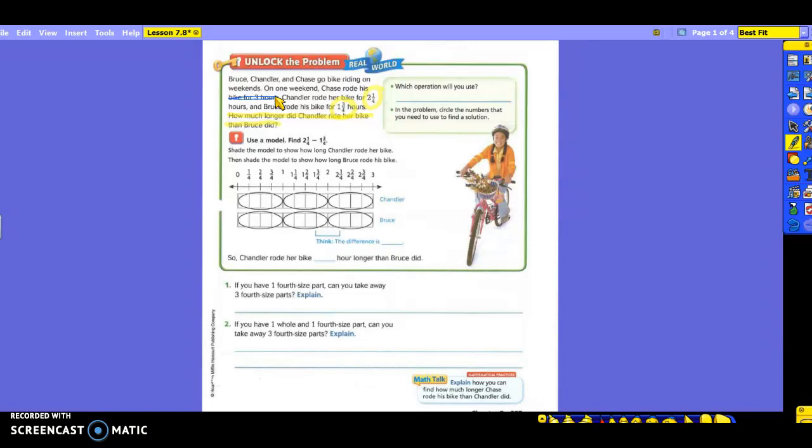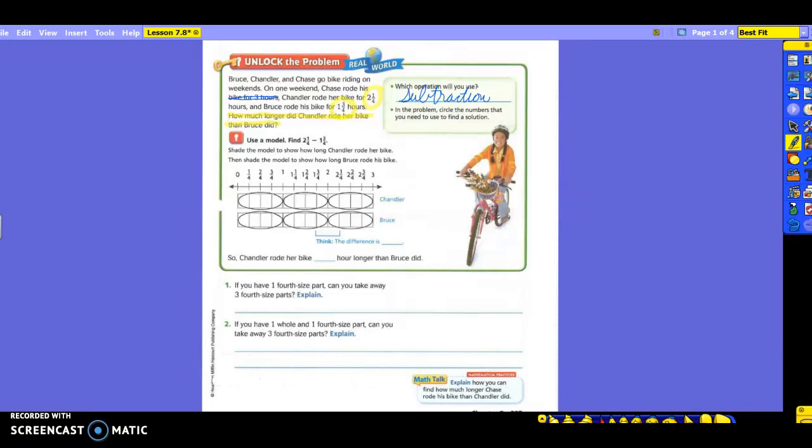Okay? So then let's think about this. Which operation am I going to use if it says how much longer did Chandler ride her bike than Bruce? And what operation am I going to use here? Subtraction. You will write that here. And we have already done what it says next. Circle the numbers that you need to use to find a solution. So do you see why we do that anyway? Typically, that's going to help us out.